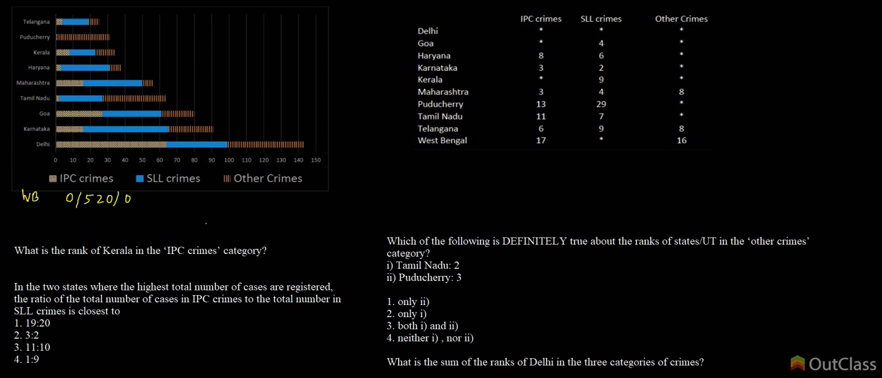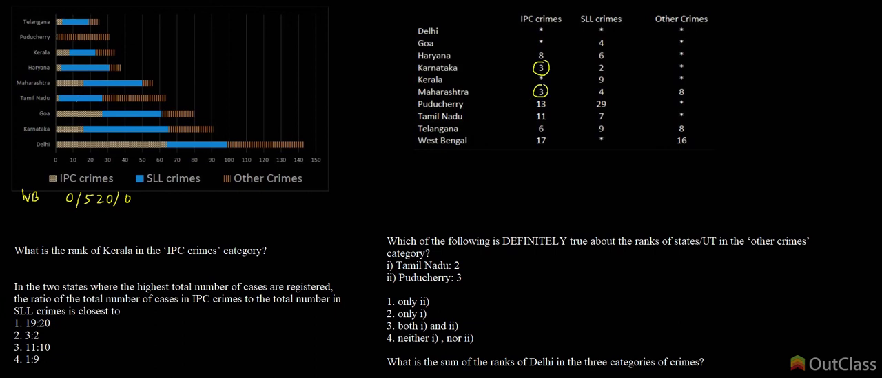And we're given a partial table with ranks of these states for each category of crime. Some ranks are blanked out and we don't have that information. The first question is, what is the rank of Kerala in IPC crimes? If you look at Kerala, you'll see that Telangana and Puducherry are below, Haryana is below, Maharashtra is above, so is Karnataka, and they're both at 3.